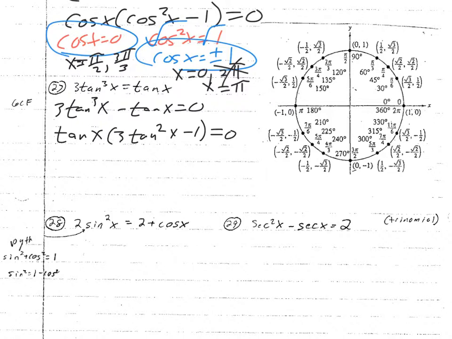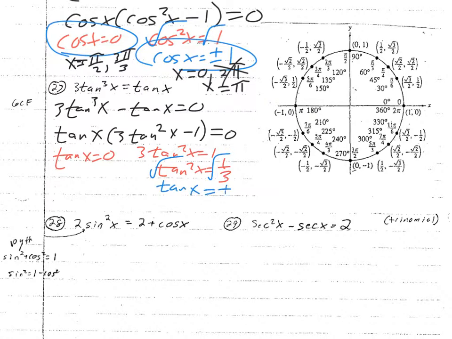This I'm not going to factor. I can't do it with the 3 in the front, so I'm going to use my 0 products. So one is going to be the tangent of x equals 0, and the other is going to be 3 tangent squared x equals 1. I need to divide by the 3, so tangent squared x is going to equal 1/3. And then I need to still keep going and take the square root. So tangent of x is going to equal plus or minus the square root of 1, which would be 1, over the square root of 3.